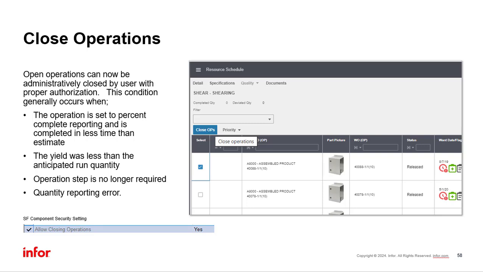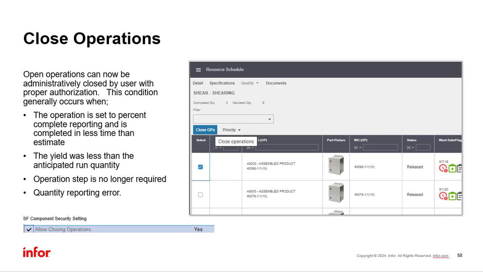Open operations can now be administratively closed by users with the proper authorization. Open operations that should be closed generally fall into three categories. First, the operation closure is based upon actual hours versus estimated hours, where the job has come in under estimate.